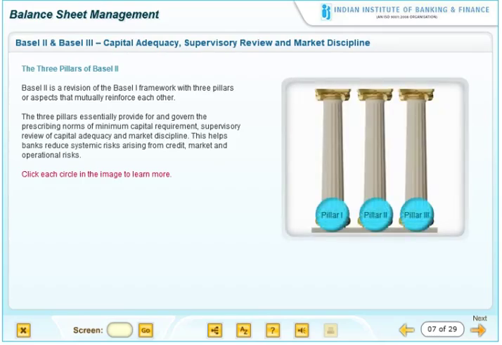Basel II is a revision of the Basel I framework with three pillars, or aspects that mutually reinforce each other. The three pillars essentially provide for and govern the prescribing norms of minimum capital requirement, supervisory review of capital adequacy, and market discipline. This helps banks reduce systemic risks arising from credit, market, and operational risks.